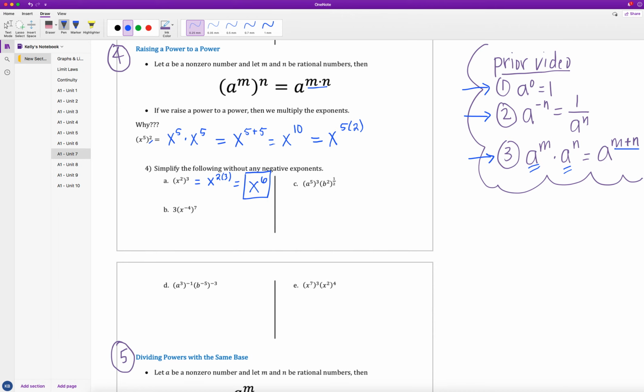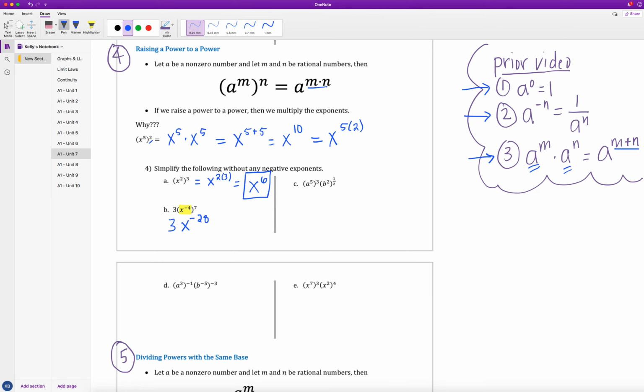In example B, we have a little added part of a coefficient in front, but pay attention to the parentheses. This says 3 times x to the negative 4th, to the 7th power. When I look at this, only the x to the negative 4th is being raised to the 7th power. So the 3 is never going to change, because the only exponent on it is that exponent of 1. But x to the negative 4th to the 7th will be the same thing as x to the negative 28, because I can multiply the negative 4 and the 7.